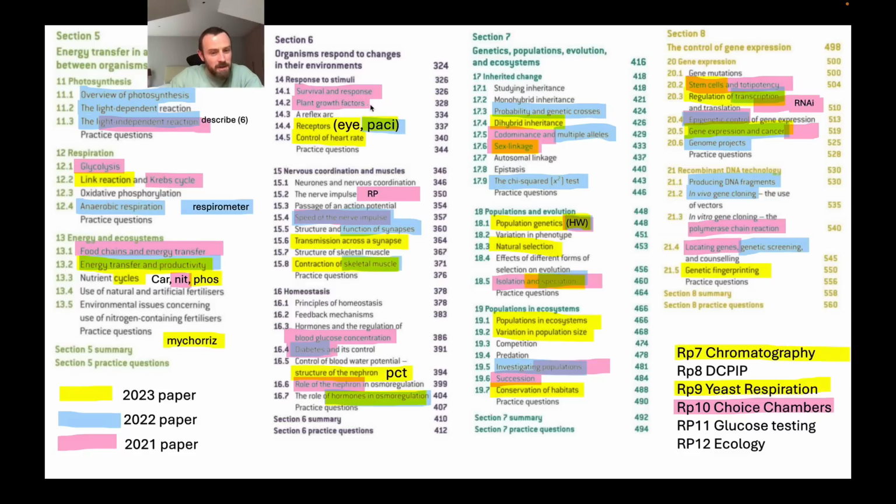Reflex arc, perhaps, possibly. And then actual straightforward action potential questions haven't come up for a little while. We've had synapse, but we haven't had action potential.